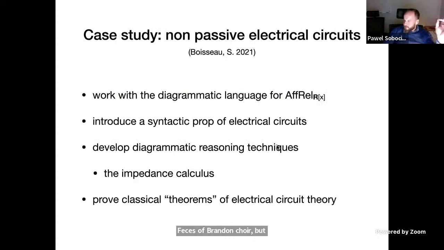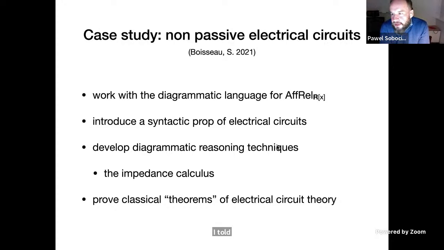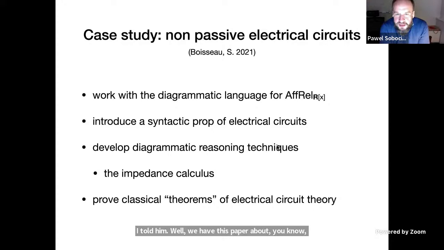But actually, this brings me to the last point that I wanted to make, which again fits into what David was talking about in his work, and this led to this paper with Guillaume Boisseau, which I'm extremely proud of. I think it's really wonderful work. It's mostly Guillaume's work. Guillaume basically came to me asking at some point for an open problem. I told him, well, we have this paper about affine relations and diagrammatic syntax, and in it we have this case study of electrical circuits. Wouldn't it be cool?